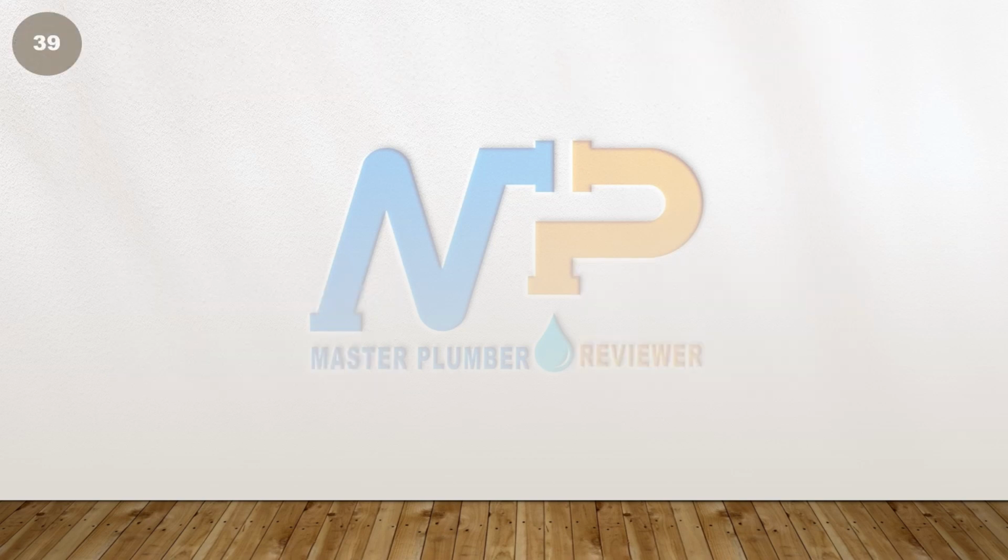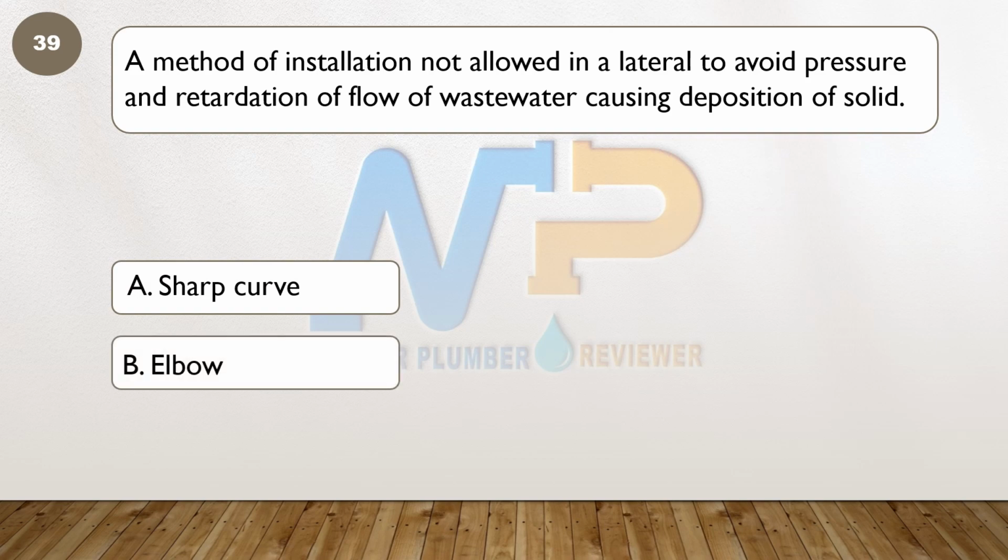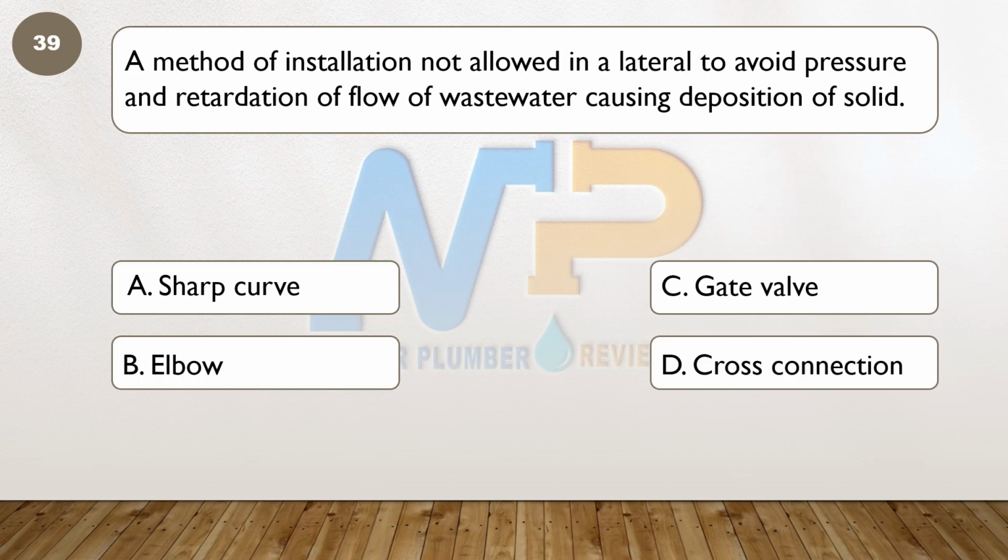Number 39. A method of installation not allowed in a lateral to avoid pressure and retardation of flow of wastewater causing deposition of solid. A. Sharp curve. B. Elbow. C. Gate valve. D. Cross connection. The answer. It's D. Cross connection.